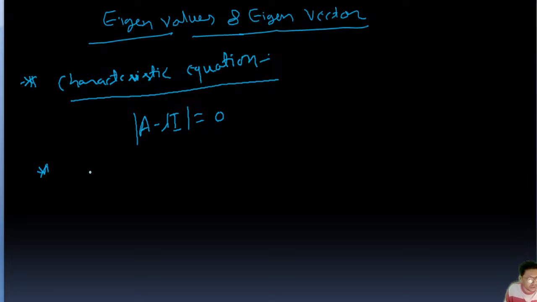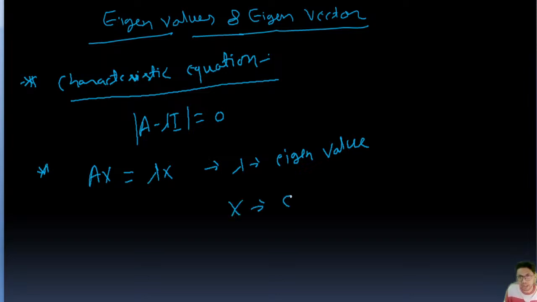There is another equation, that is Ax equals lambda x, where lambda is the eigenvalue and x is the eigenvector. Now we'll study properties. This eigenvector, this eigenvalue, and the characteristic equation you already know, that is determinant of A minus lambda I equals 0, where I is the identity matrix, A is the matrix, and lambda is the eigenvalues.